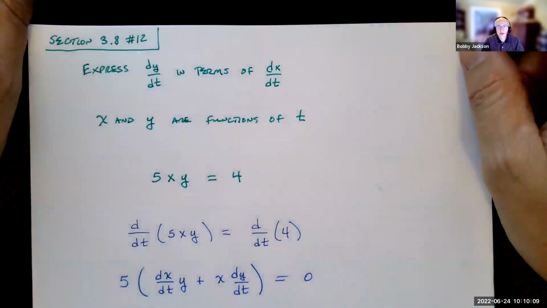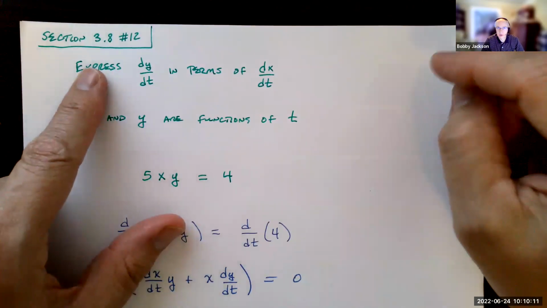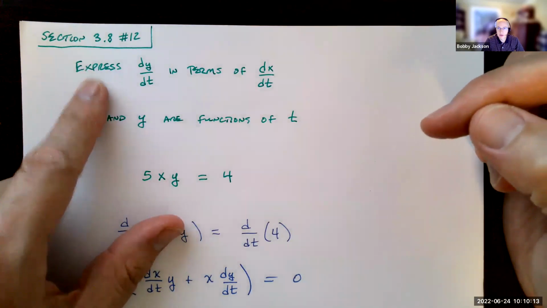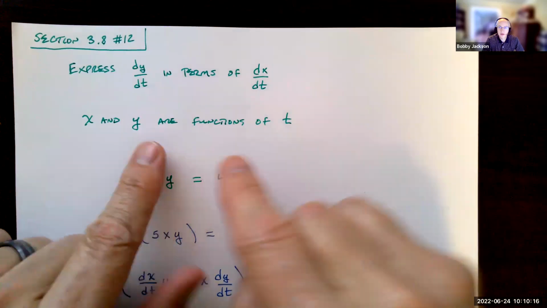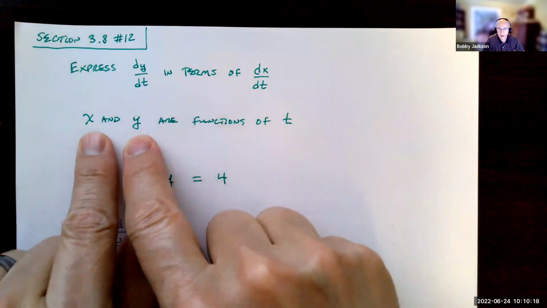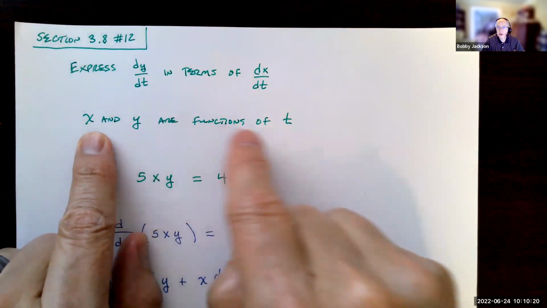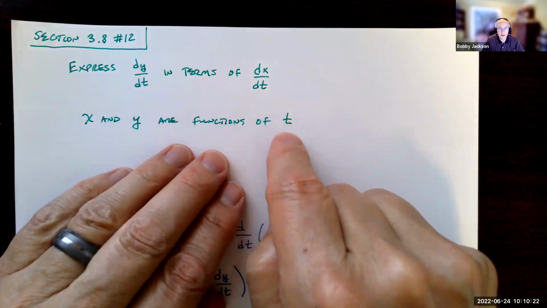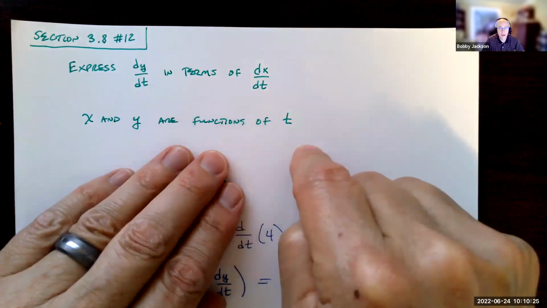Let's take a look at this problem. It's number 12 in section 3.8 on implicit differentiation. A little different than some of the others maybe, but it has two functions, x and y, that are functions of the independent variable t. So x is a function of t, y is a function of t.